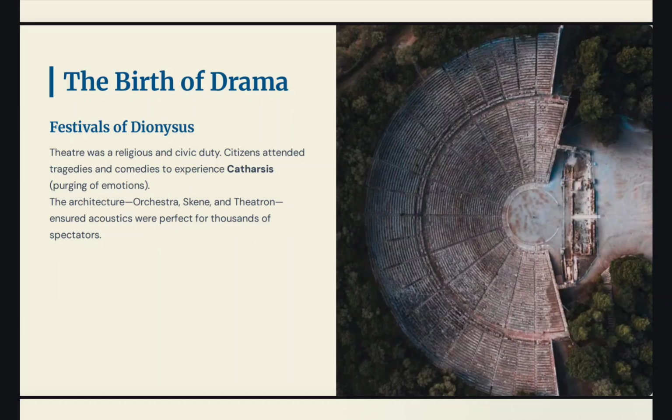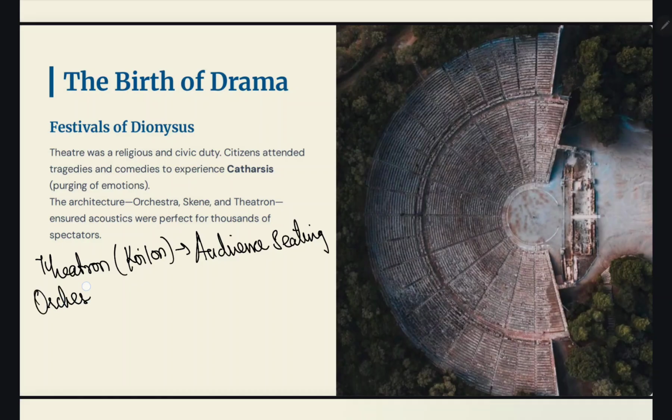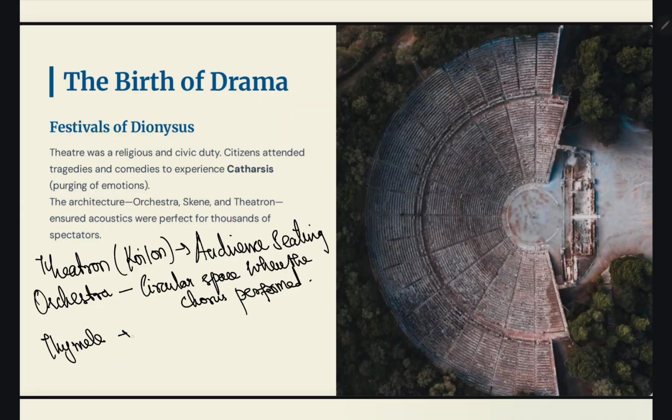Now we are going to see about the structure of the Greek theatre. Suppose you are entering a Greek theatre, what would you see? Theatron or koilon, where the audience is seated. Orchestra, a circular space where the chorus performed. Thymele, an altar dedicated to Dionysus.